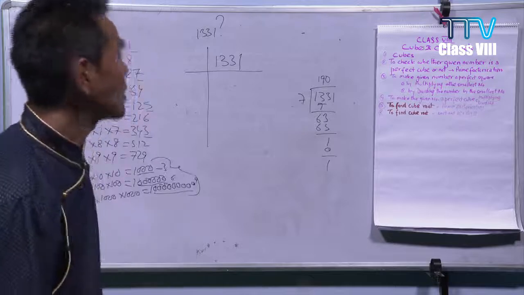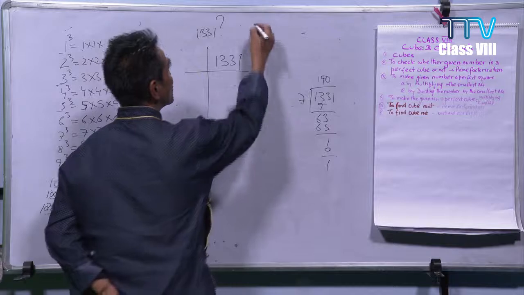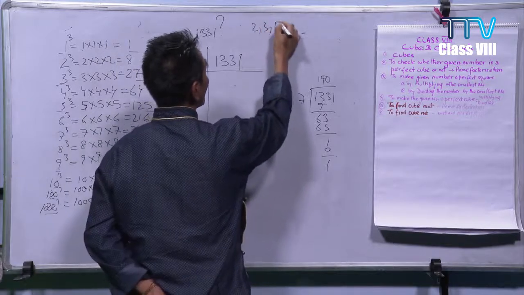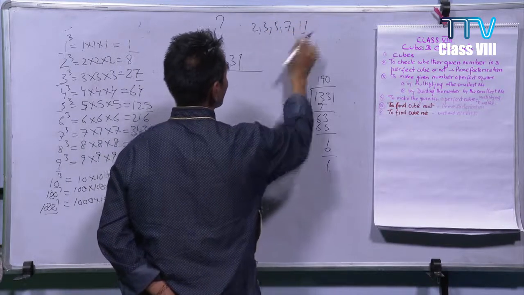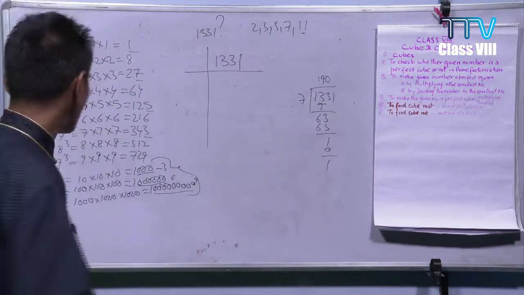So the number is not divisible by 7. Then the next prime number. The smallest prime numbers are 2, 3, 5, 7, 11. Our next number is 11, so we divide by that.